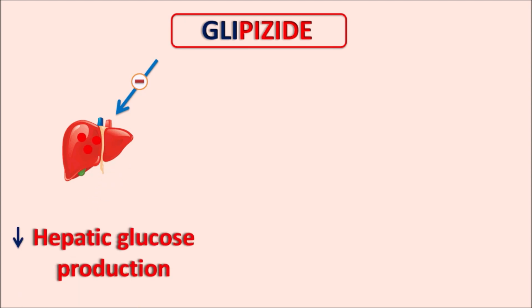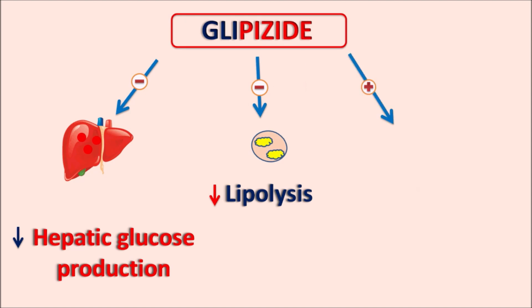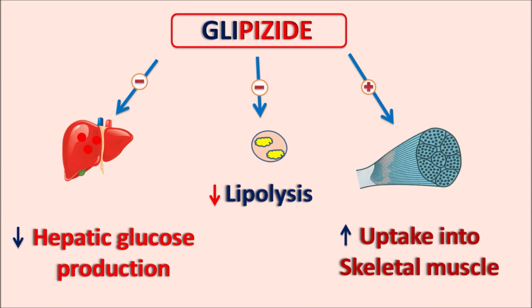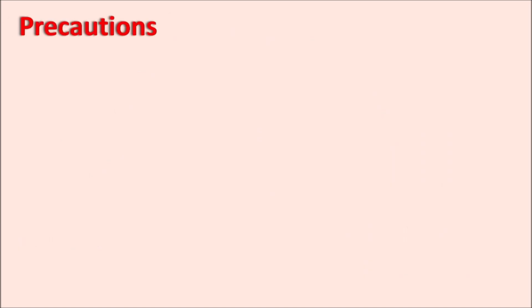Glipizide can also show other activities apart from the insulin release. It can act on the liver, where it is going to inhibit the hepatic glucose production. Similarly, it also acts on the adipose tissue and it inhibits lipolysis. And finally, it acts on the muscle. It increases the glucose uptake into the muscle. In this way, glipizide controls the glucose levels by release of insulin as well as it promotes the actions of insulin.